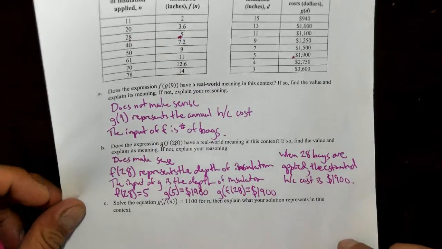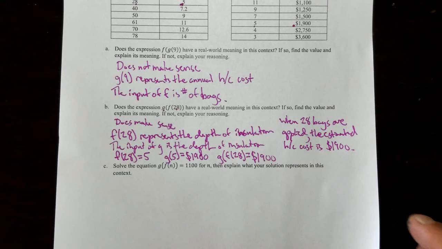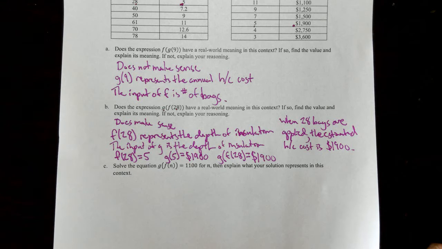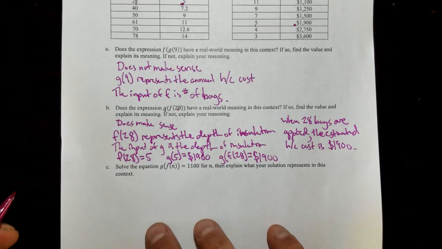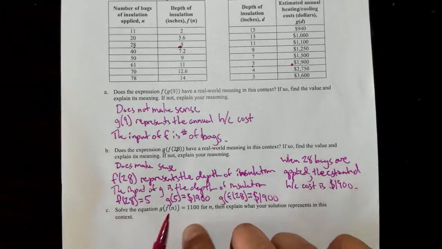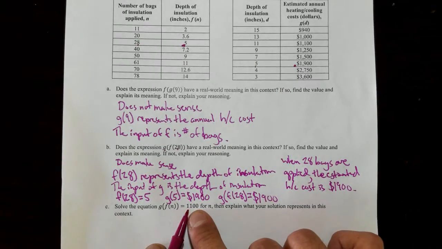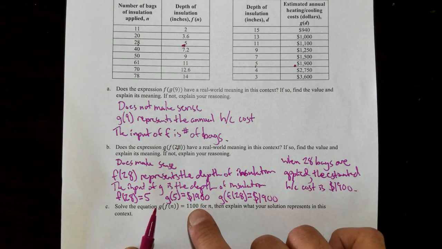All right, and then part C, solve the equation G of F of N equals 1100 for N. Then explain what your solution represents in this context. Okay, so now we're working backwards. We are given the output. So let's work outside in this time because we're solving for N.